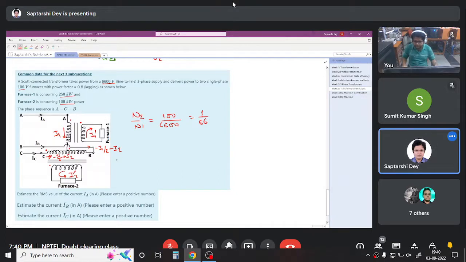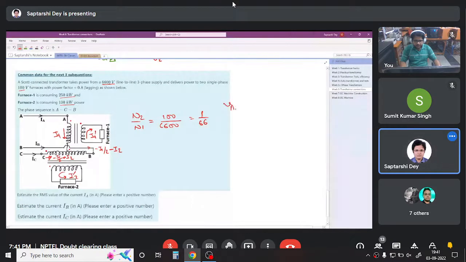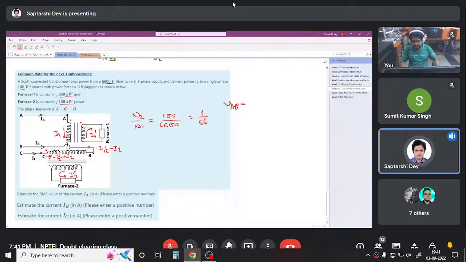All right. Now we can simply find out the current values. I2 prime is something like this. Okay, let us do one thing. Let us first find the voltages. Since we can find out the voltages, let us find out the voltages. So what we have is VAB. Can you tell me what is VAB? What will be its magnitude?